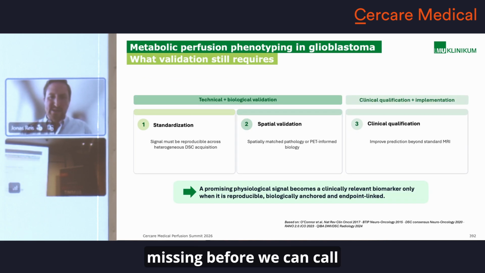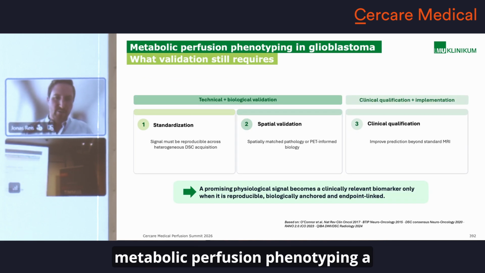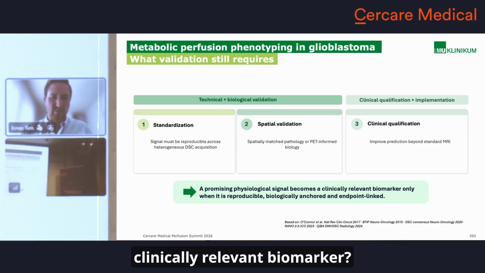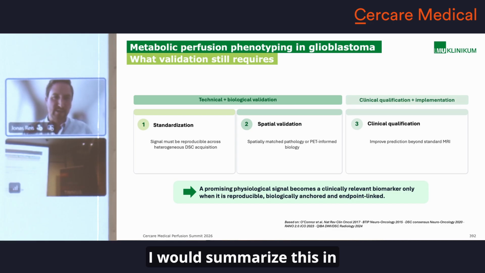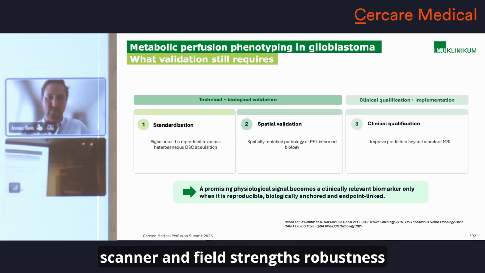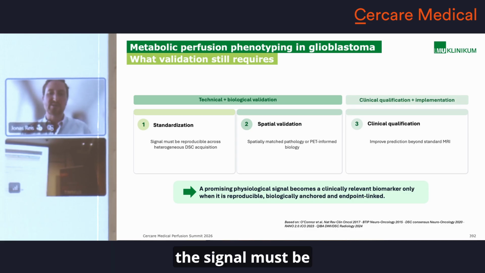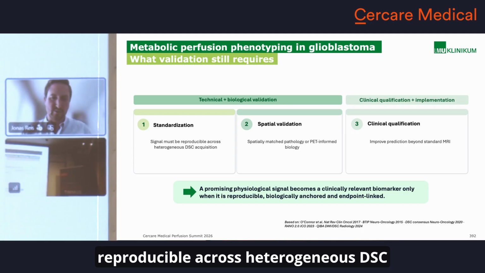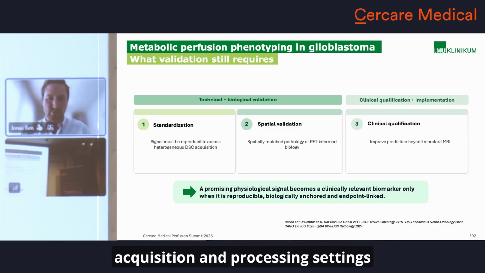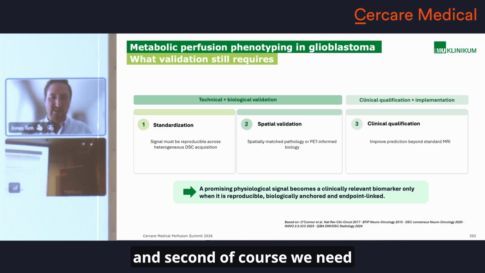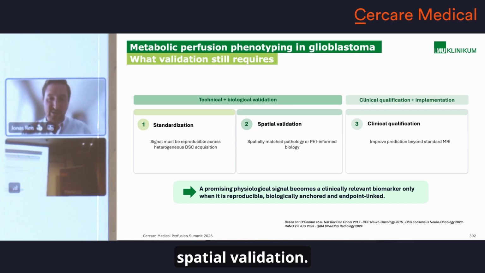So what's still missing before we can call metabolic perfusion phenotyping a clinically relevant biomarker? I would summarize this in 3 requirements. First, we need standardization. Additional to the scanner and field strength robustness, the signal must be reproducible across heterogeneous DSC acquisition and processing settings. And second, of course, we need spatial validation.